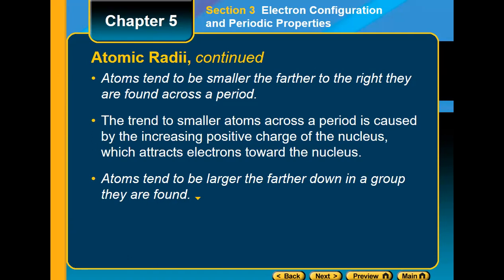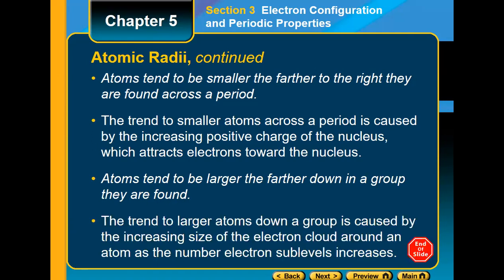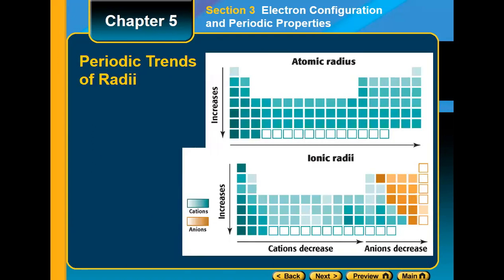Atoms tend to be larger as we move down a group, because we add more sub-energy levels. So here, guys, we can easily observe that the atomic size increases as we move down in a group, while it decreases as we move across the period.